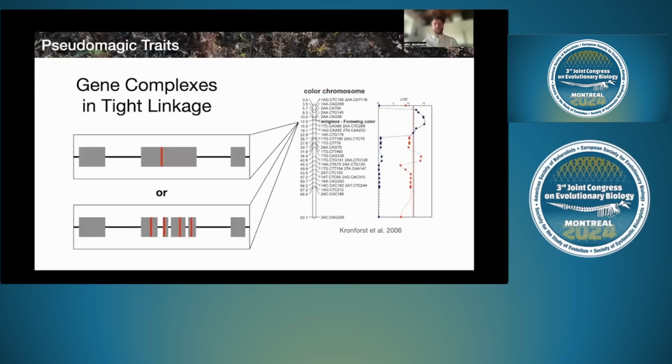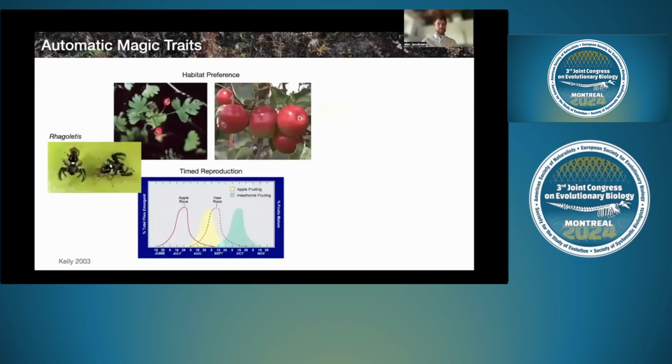However, one of the main challenges in determining if a trait is a magic trait is determining that the trait is actually the result of pleiotropy, rather than the effect of pleiotropy being replicated by a complex of genes in tight linkage. However, a class of magic traits which sidesteps this issue are known as the automatic magic traits. And these traits assort mating in time and space and thus automatically result in reproductive isolation.